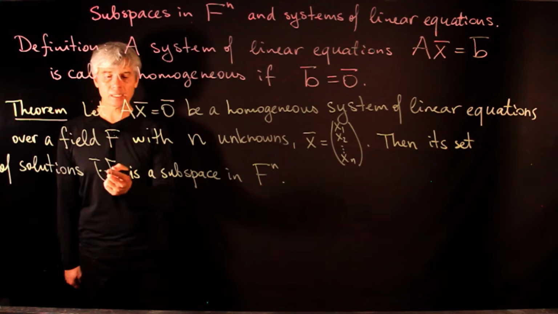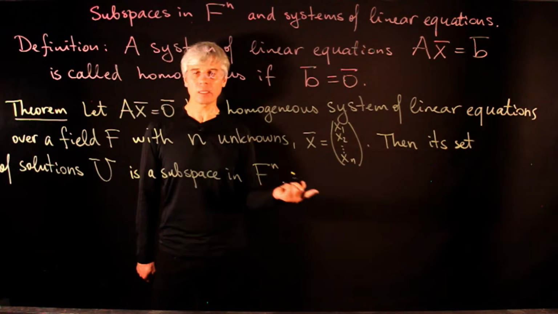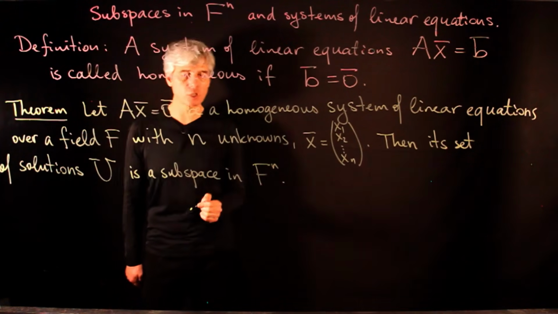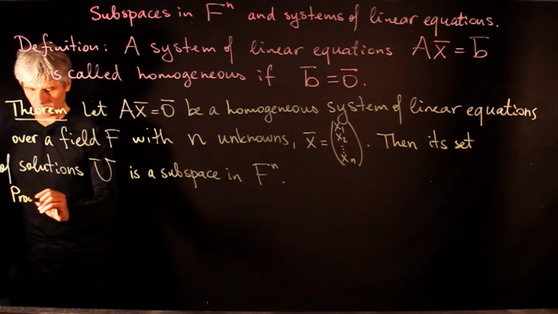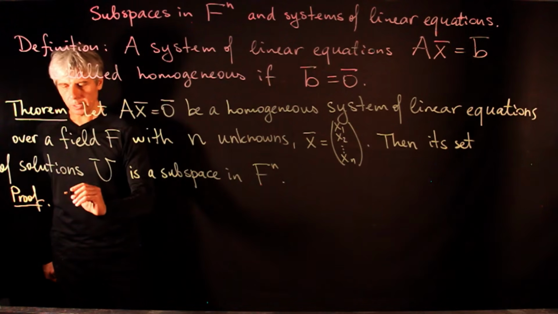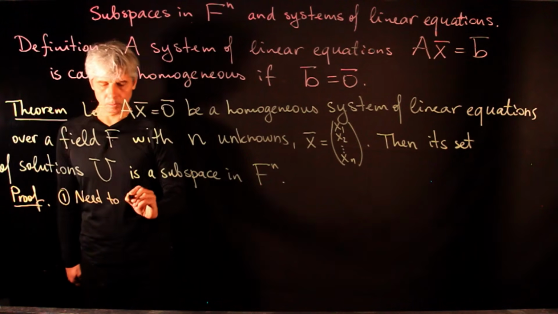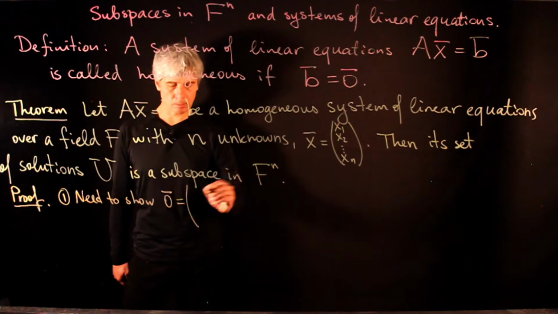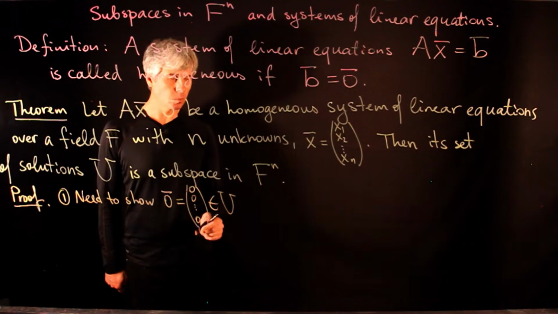And we claim that this set of all solutions forms a subspace in Fn. And here it's important that the system is homogeneous. So this result does not apply to non-homogeneous systems of equations. So let's give a proof. Here, we need to show that the 0 vector, which is the 0 n-tuple, is in U. So what does it mean?